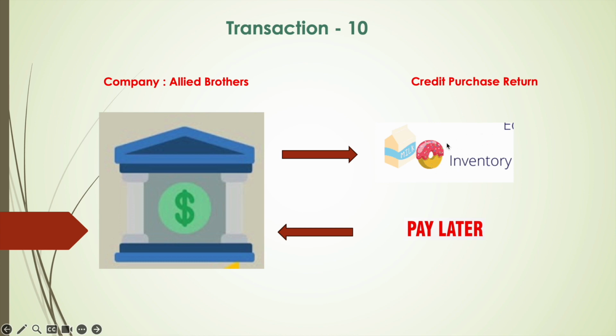Issuing a credit memo. If the return is approved, the seller issues a credit memo to the buyer. A credit memo is a document that reduces the buyer's accounts payable balance by the value of the returned goods. Credit purchase returns are an essential part of the purchasing process, as they allow buyers to rectify issues with purchases and help maintain good relationships with suppliers.